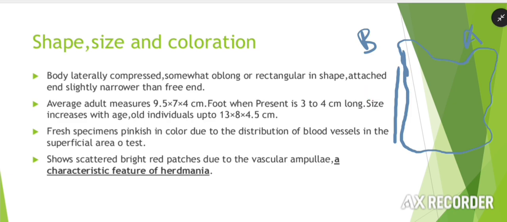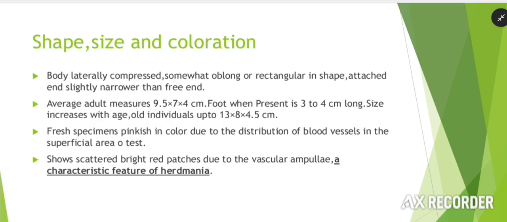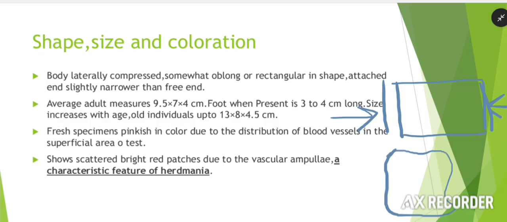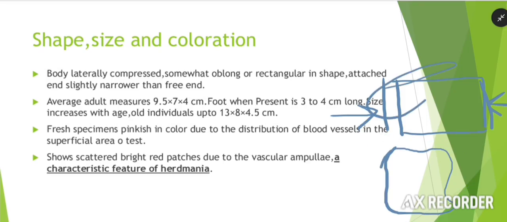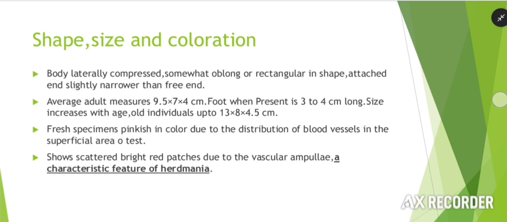Okay, let's see. If I say this is a rectangle, so the body is somewhat rectangular in shape. It is laterally compressed. Lateral means side; if we compress from the side, the body will become something like this. Edges will be destroyed. Okay, so this is the shape of Herdmania, that is laterally compressed. Somewhat it is oblong, rectangular, sorry, not triangular. Attached end is slightly narrower than free end.